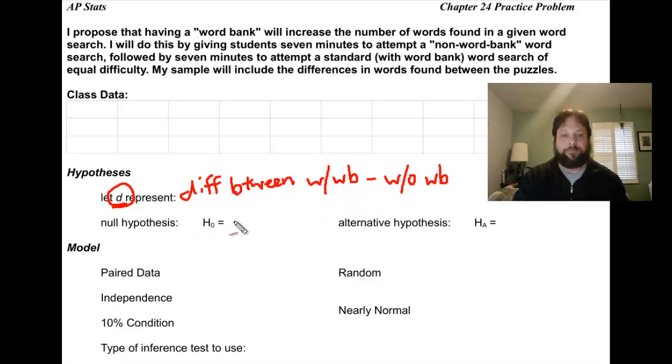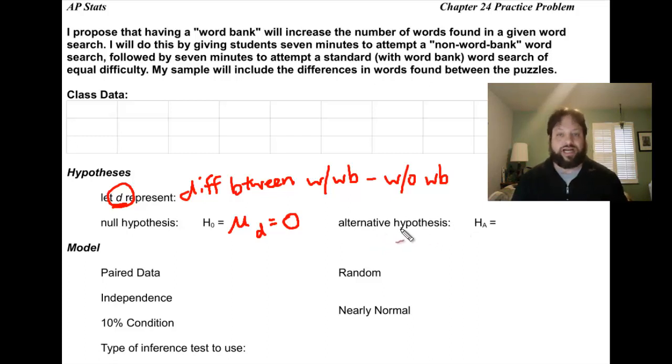So what is our null hypothesis here? Since we're dealing with t-tests, our parameter is still going to be mu to represent the mean, but what we're looking at here is the mean of differences. So I'm going to write a mu subscript of d to represent the differences, and I'm going to assume that the word bank doesn't help at all. Remember, our null hypothesis is always that our treatment doesn't work, that everything is 0, and all that good stuff.